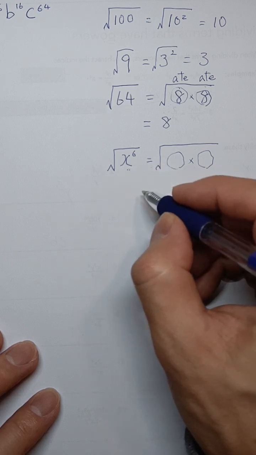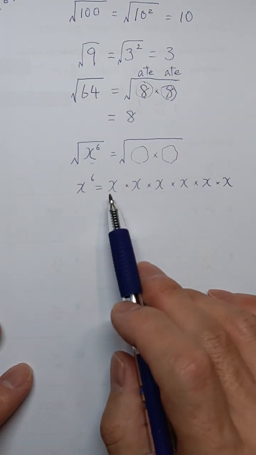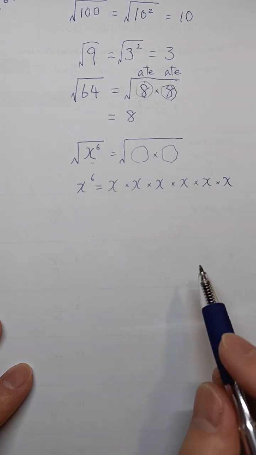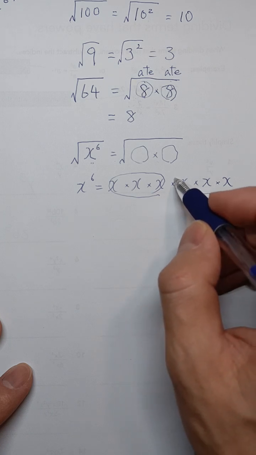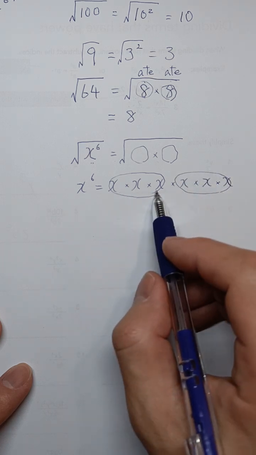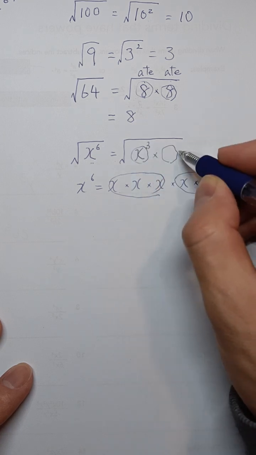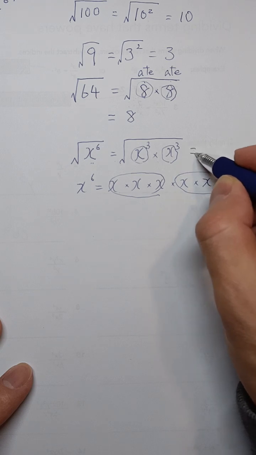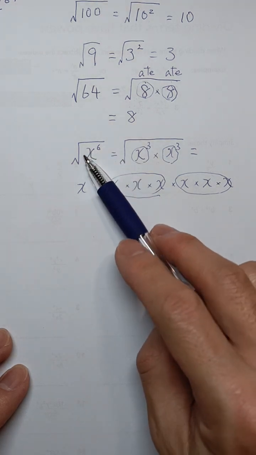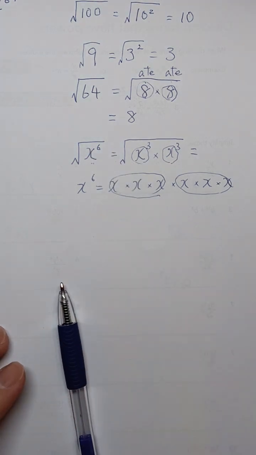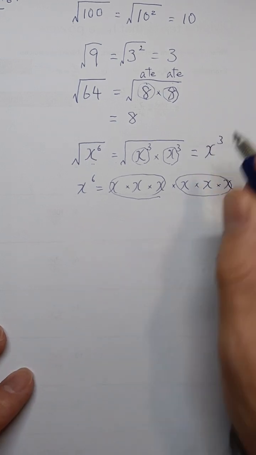Then x to the power of 6 means x times by itself 1, 2, 3, 4, 5, 6, isn't it? To make the same thing, you have to multiply these three together and these three together separately, which means x to the power of 3 and x to the power of 3. So if you want to unsquare square root x to the power of 6, this one is x to the power of 3, okay?